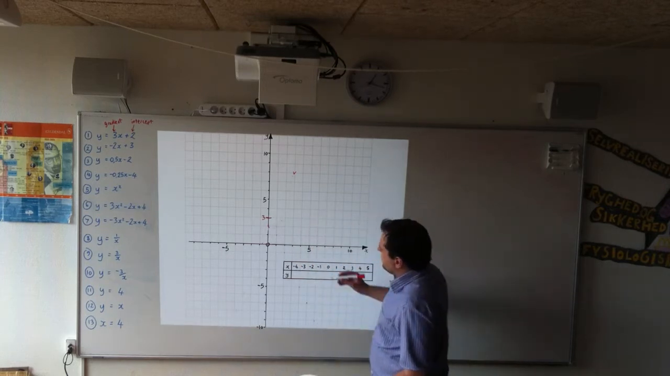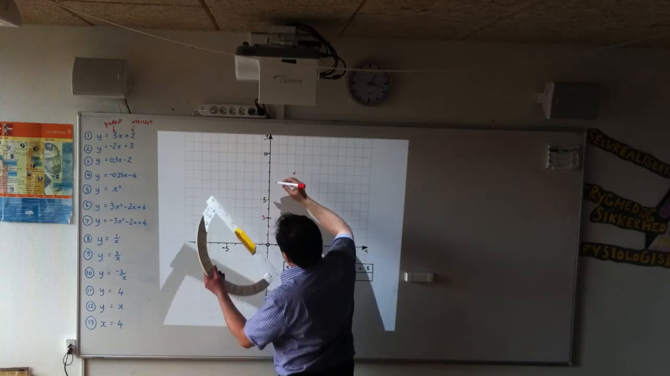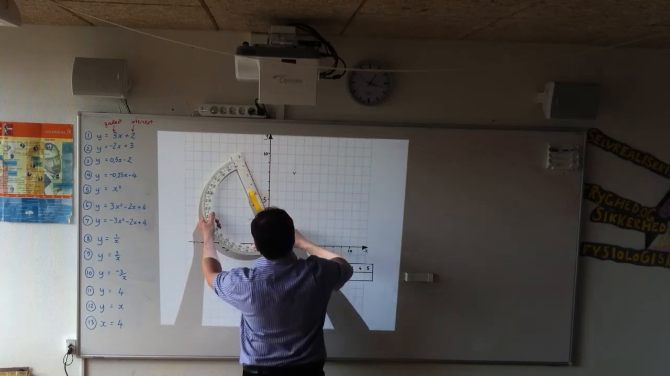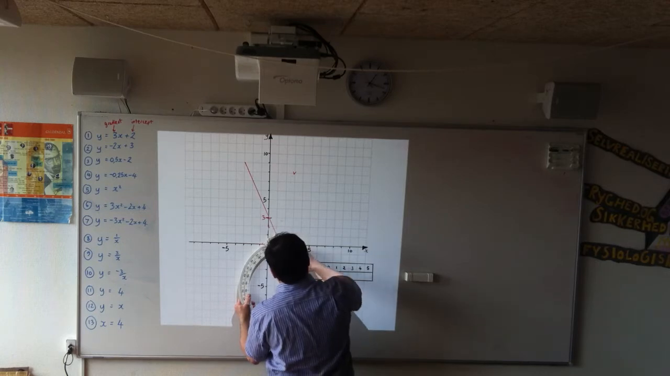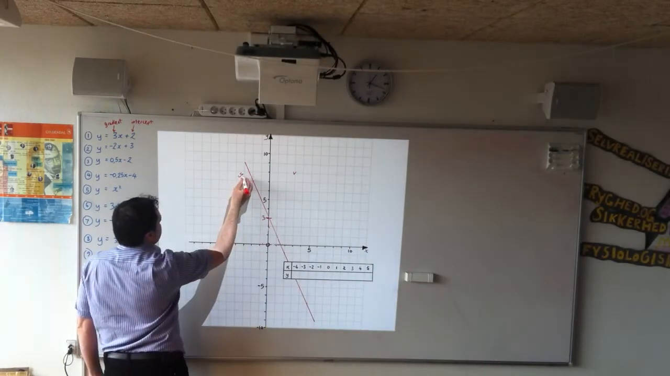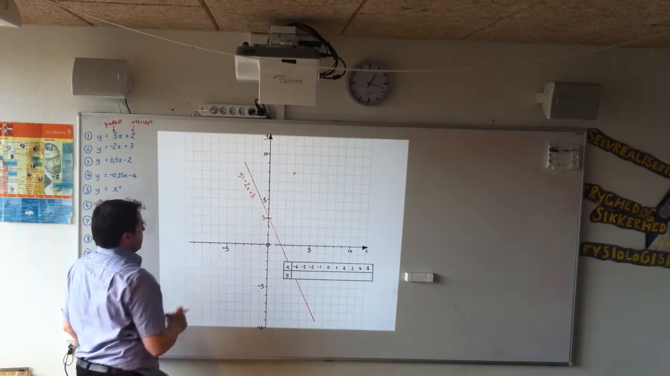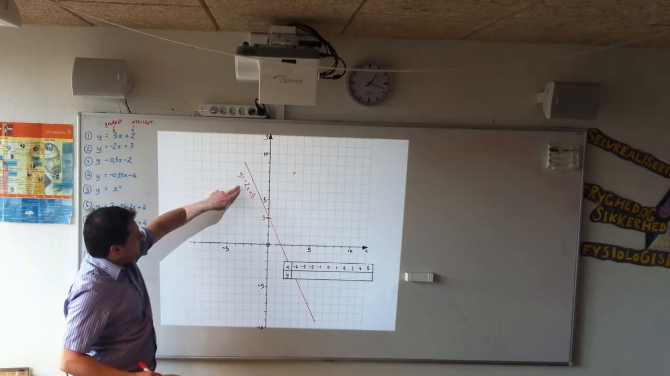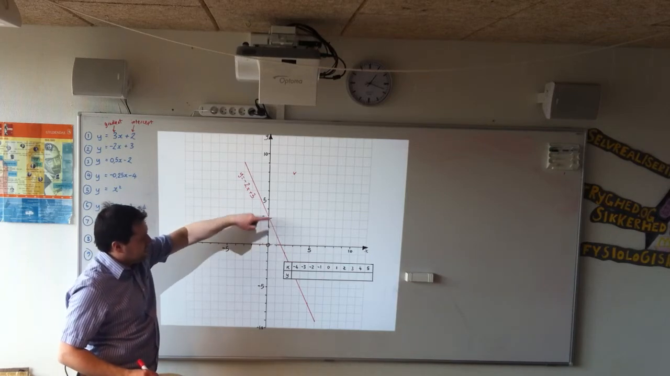Okay, so again, I don't need to make a table of values as long as I know where it's going to cut and how steep it's going to be. So it's going to look something like that. It needs to be labelled with its equation: y equals minus 2x plus 3. Okay, so plus 3 telling you it cuts at 3, minus 2 telling you how steep it is. Every 1 across is going down by 2.